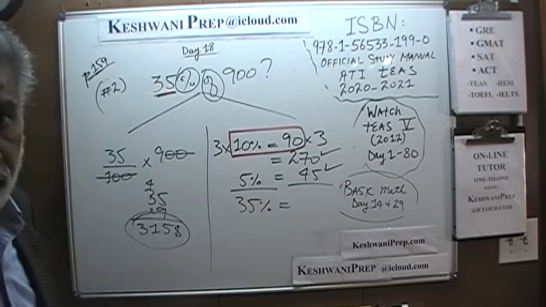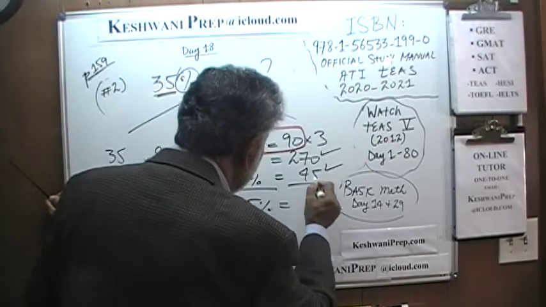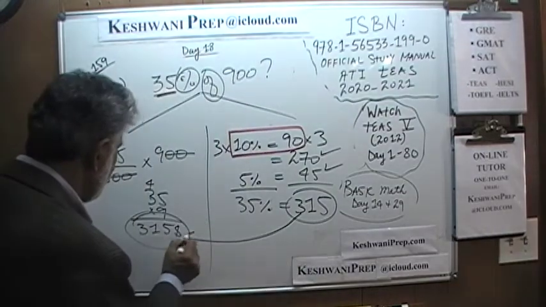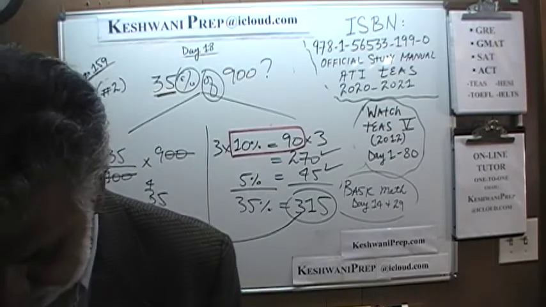I wonder what this is going to add up to. Do you wonder that too? Me too. We have a 5, 7 plus 4 is 11, that's 315. What do you know? This is spooky. This is very spooky indeed.